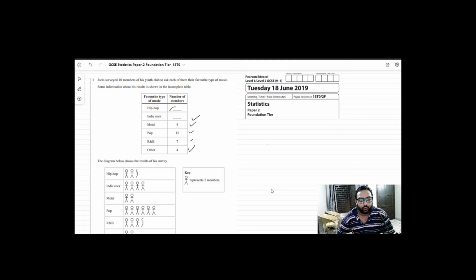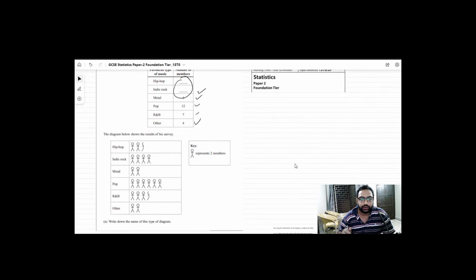We can see that there are two unknown slots in the table, and then below it says the diagram below shows the result of this survey. Based on the survey they have recorded, they have made a diagram, and with the diagram they have also mentioned a key, which means that this figure represents two members. So we can see that in hip hop there are 2, 4, 5 members. In the indie rock, if we count, 2, 4, 6, 8 members.